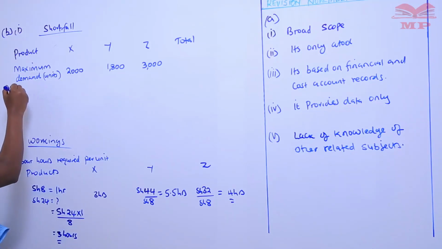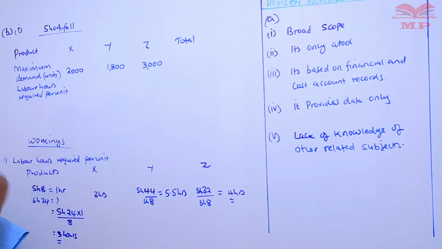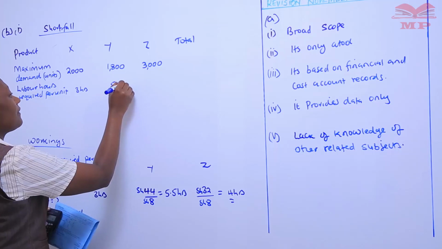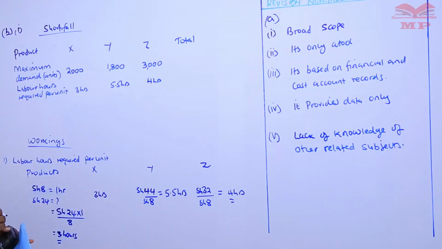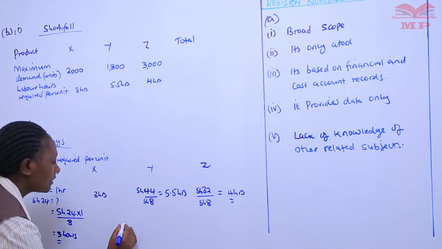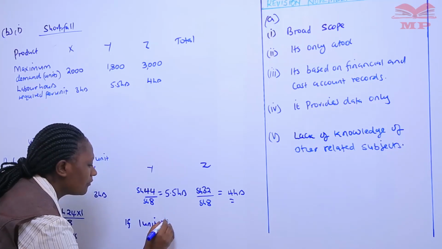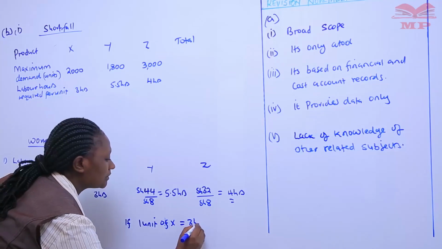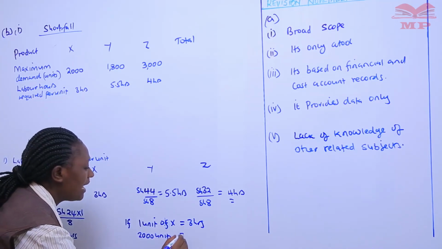So we are to bring these labor hours required per unit. For X, we have 3 hours. For Y, it is 5.5 hours. For Z, it is 4 hours. So if to produce 1 unit of product X you require 3 hours, what about 2,000 units? How much time is that?